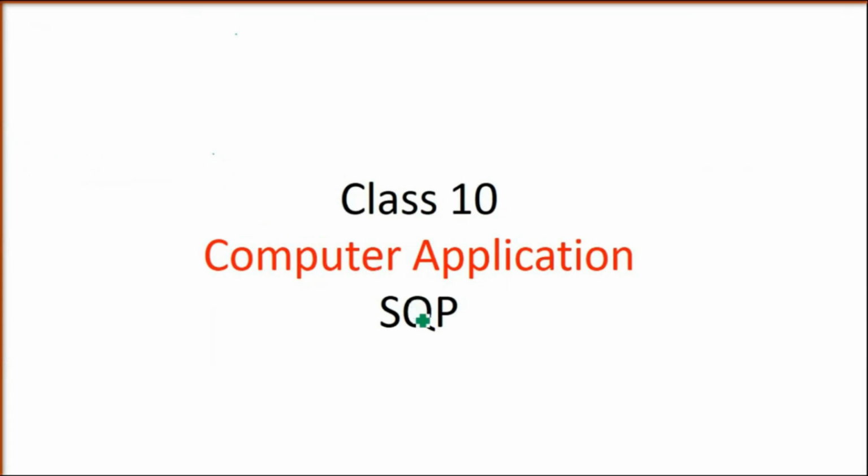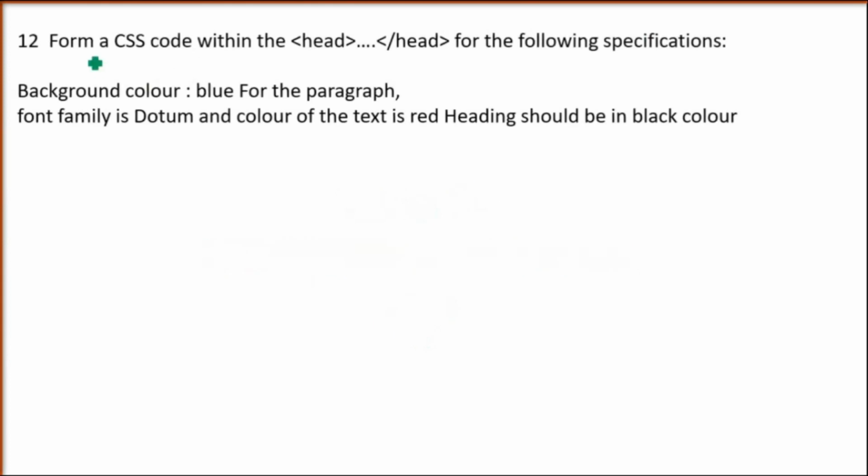This is Class 10 Computer Application Sample Question Paper. Form a CSS code within the head for the following specifications. CSS means Cascading Style Sheet, and in HTML, when we need to give style, we use CSS. The background color we have to give is blue.